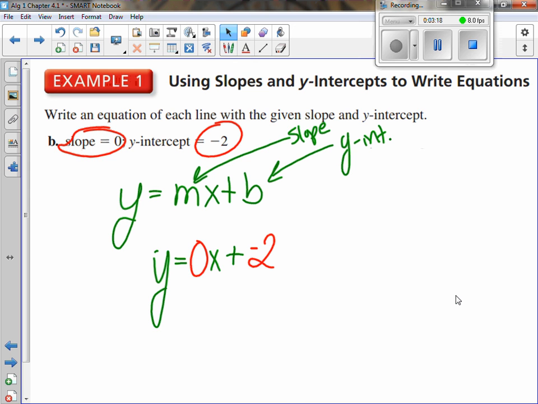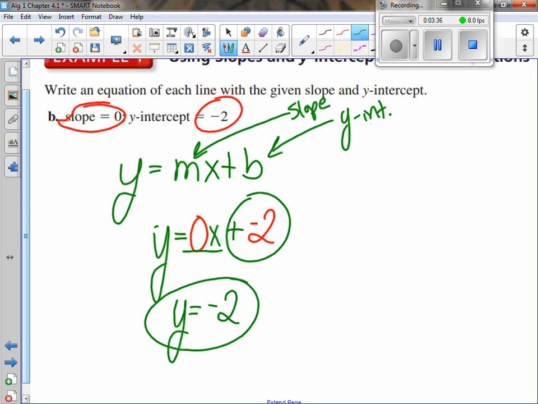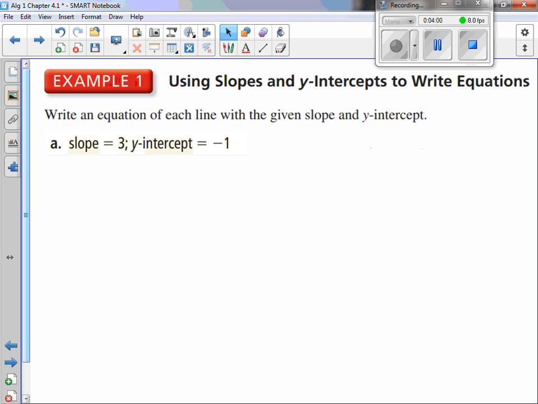Now this one, unlike the last one, we can simplify a little bit, because we don't really leave it as 0x. Well, 0 times anything would be 0. So what are we really left with? This equation in slope-intercept form would be just y equals -2. And that's all we have to do for this one. Any questions on any of this so far? If we're good with this, we can move on to the next one.